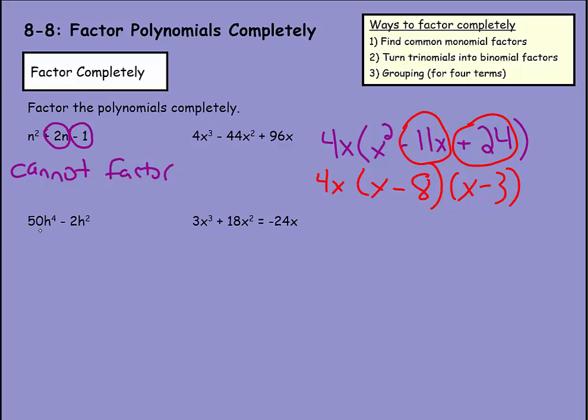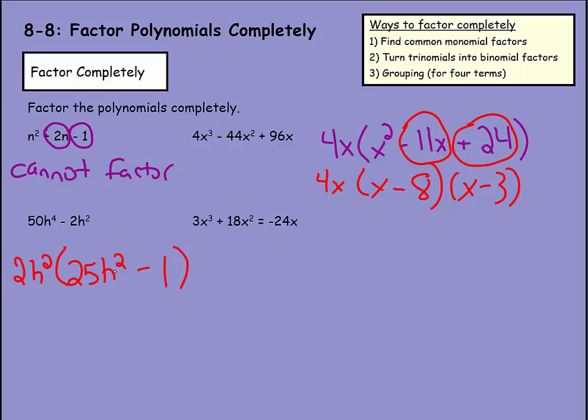How about this one then? We have 50h to the fourth minus 2h squared. Well, I notice they're both factorable by 2, and they both have an h squared at least, so we could factor that out. 2h squared. So this would become 25h squared minus 1, since 2h squared divided by 2h squared is 1.